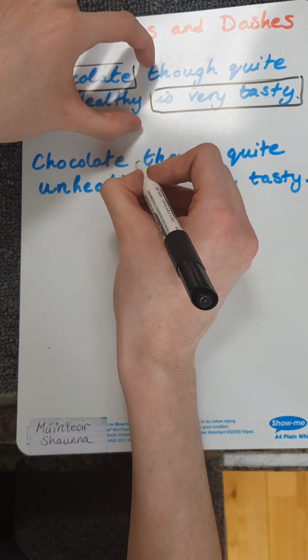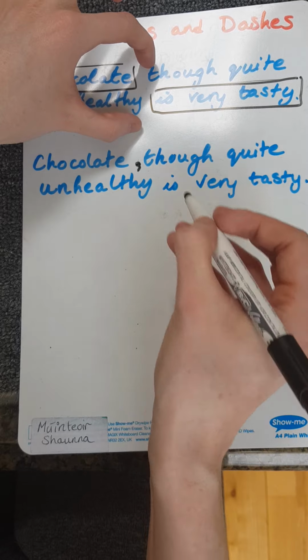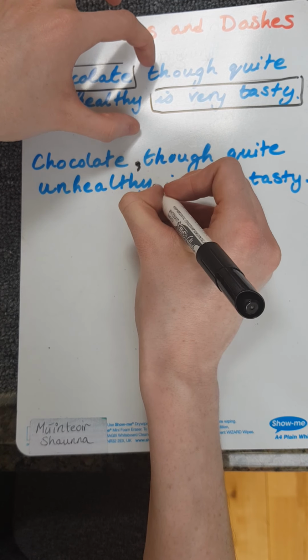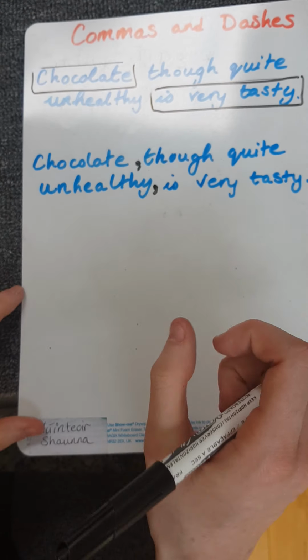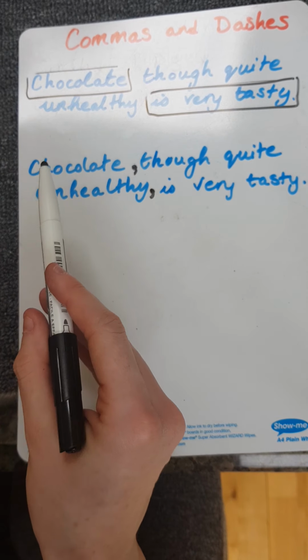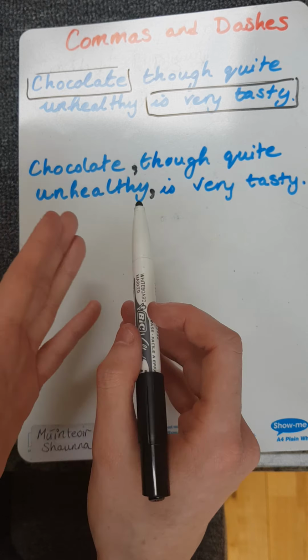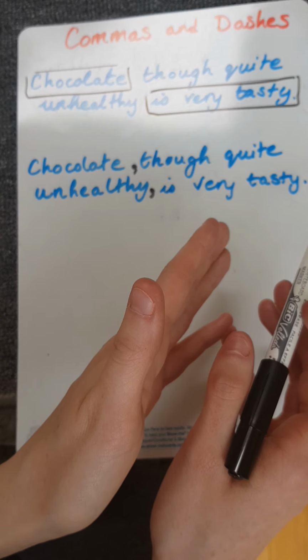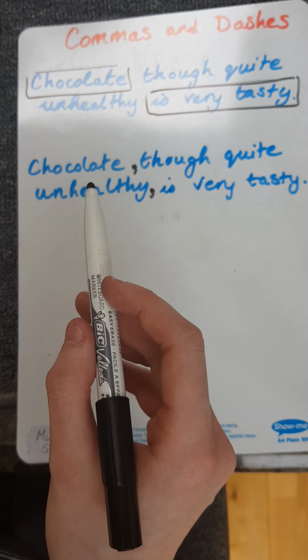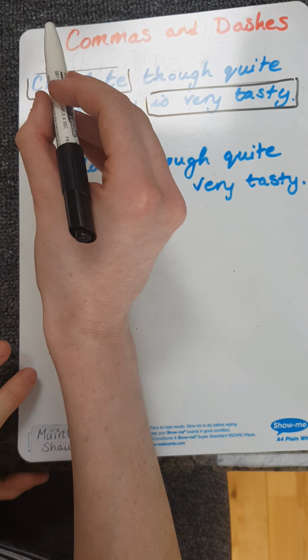So I put a comma before "though", and I put a comma after "unhealthy". The way I would now read that sentence is: chocolate, pause, though quite unhealthy, pause, is very tasty. Okay, and that is how I've done it. That is how you use a comma.